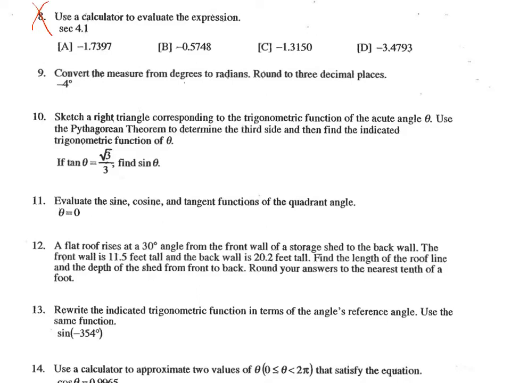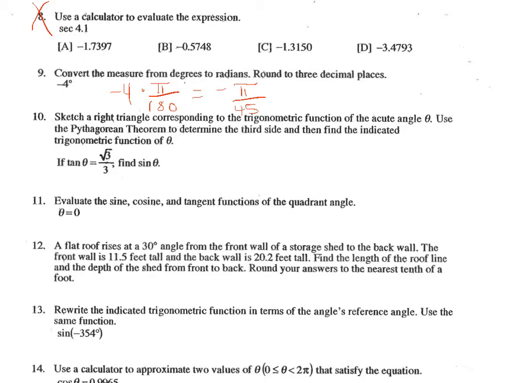Number 9, convert the measure from degrees to radians, and in this case we'll just leave it in calculator ready form. So if we have -4 degrees, to convert it to radians, we want to multiply by pi over 180 and then reduce it. So we would end up with -pi over 45.